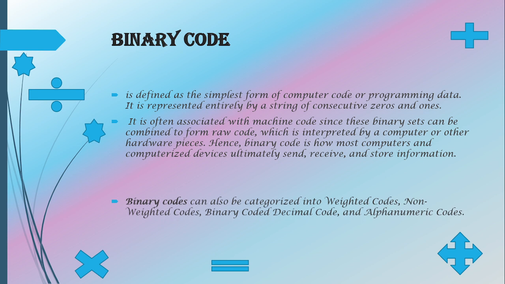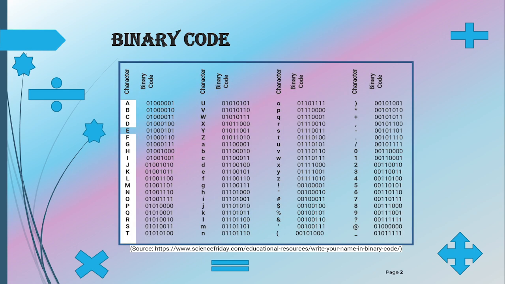Binary codes can also be categorized into weighted codes, non-weighted codes, binary coded decimal code, and alphanumeric code. Binary code is advantageous since it is suitable for computer application and digital communication. It is used to analyze and design digital circuits, and implementation is easy since only 0 and 1 digits are used. Note that digital data is represented, stored, and transmitted as binary code groups, which is also called binary code. This code is represented by the number as well as the alphanumeric table.